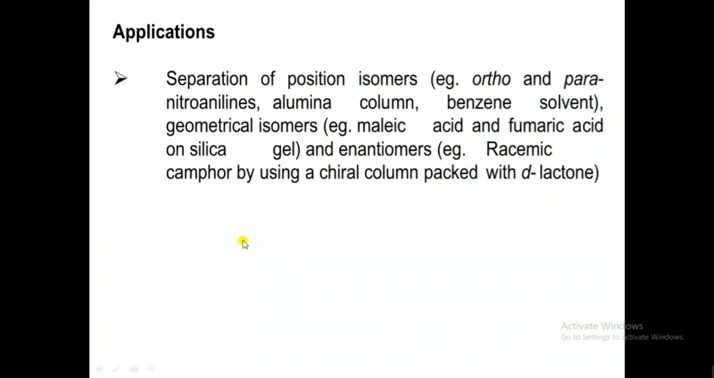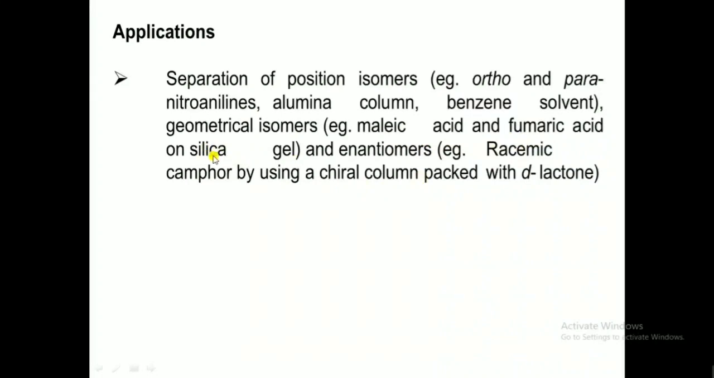Then let's see what the applications of liquid solid column chromatography are. One of the main important aspects is that you can use adsorption column chromatography to separate isomers, for example position isomers. You know that isomers are very similar in their structure, I mean their molecular formula and a lot of properties are similar to each other. So it's very difficult to separate isomers, but you can use liquid solid column chromatography to separate position isomers. For example, ortho and para-nitroanilines can be separated by using an alumina column. Your stationary phase is alumina, with benzene as the solvent. And again geometrical isomers, for example maleic acid and fumaric acid, on silica.